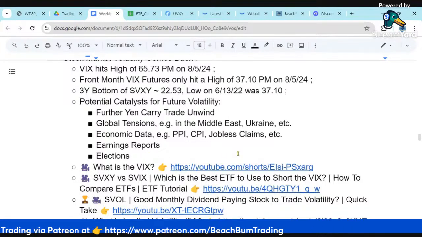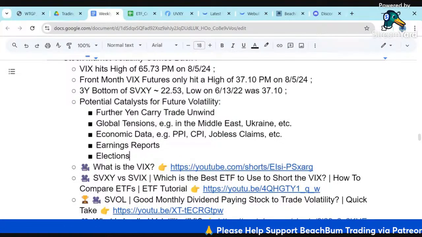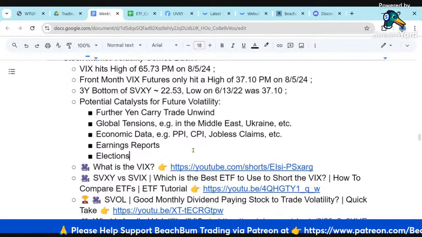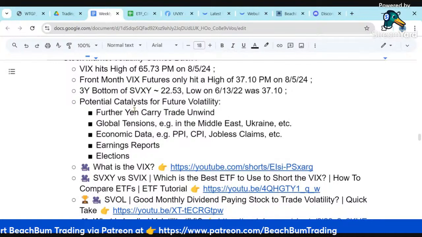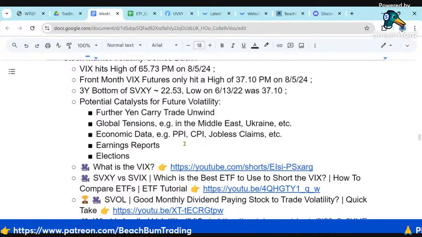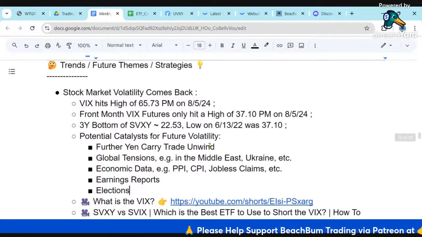Also, again, we've got the elections coming up. It tends to be a cause for elevated volatility. So my expectation would be that we would have higher volatility going into the elections, and then a decrease once those are resolved. So again, plenty of potential catalysts for future volatility. We'll just have to see what hits and when, and be ready to respond accordingly.